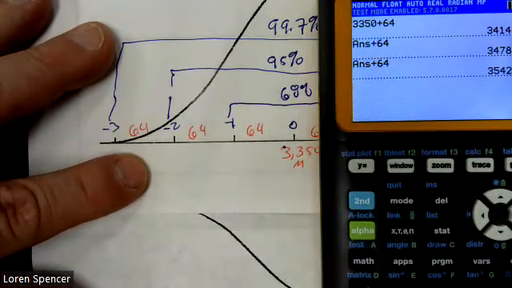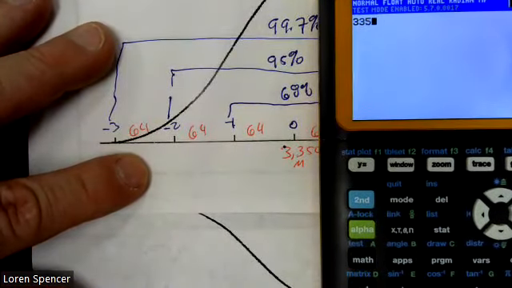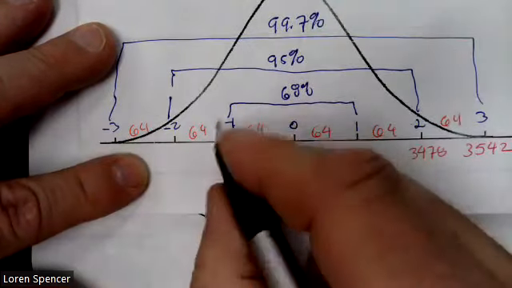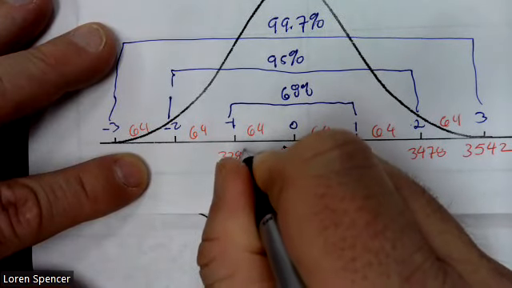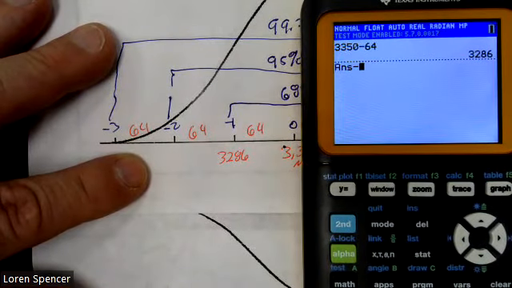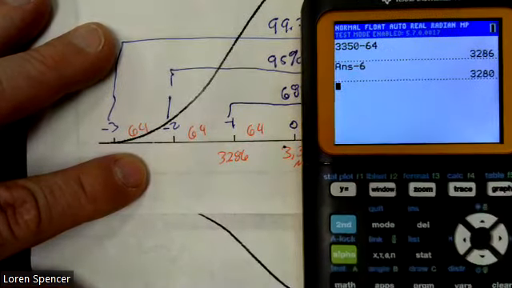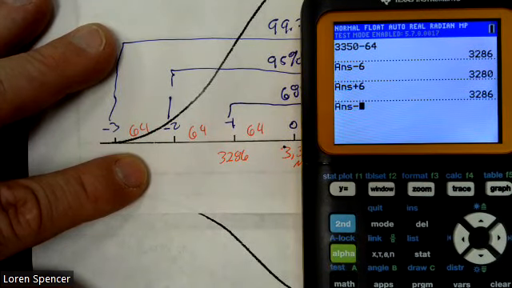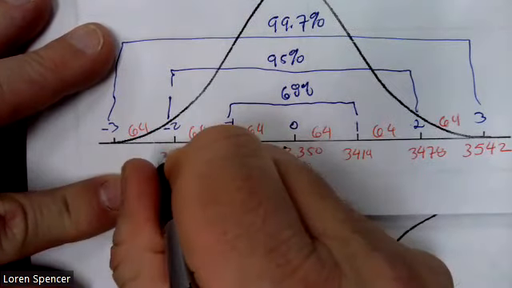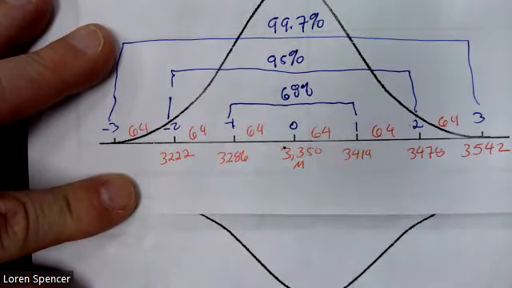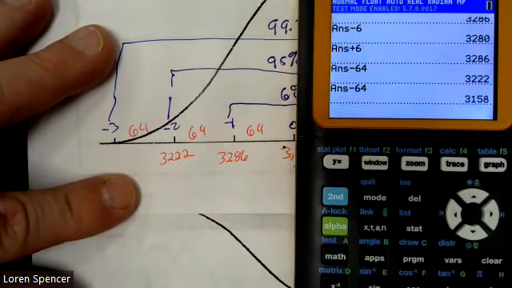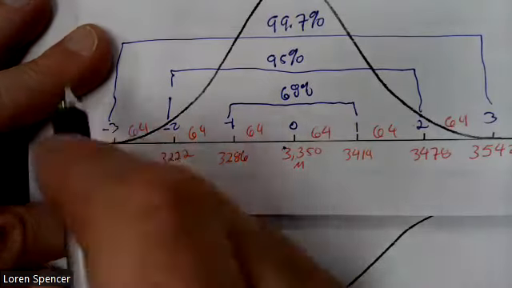All right, we're going to go back to the 3,350 and start taking away. 3,350, take away 1 standard deviation is 3,286. We take away another standard deviation, minus 64. That's 3,222. And we take away 1 more, which is minus 64. And we get 3,158.